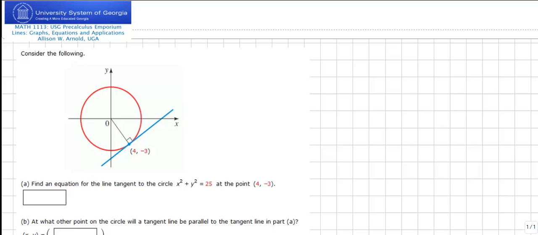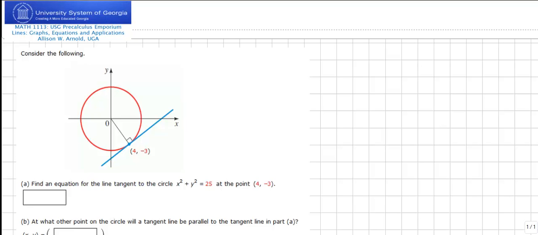Being tangent to the circle at that point means that there's a perpendicular relationship between the line that passes through the origin to the point, in other words, the radius, and the line that we wish to find the equation of. So the question says, find an equation for the line tangent to the circle x squared plus y squared equals 25 at the point (4, -3).